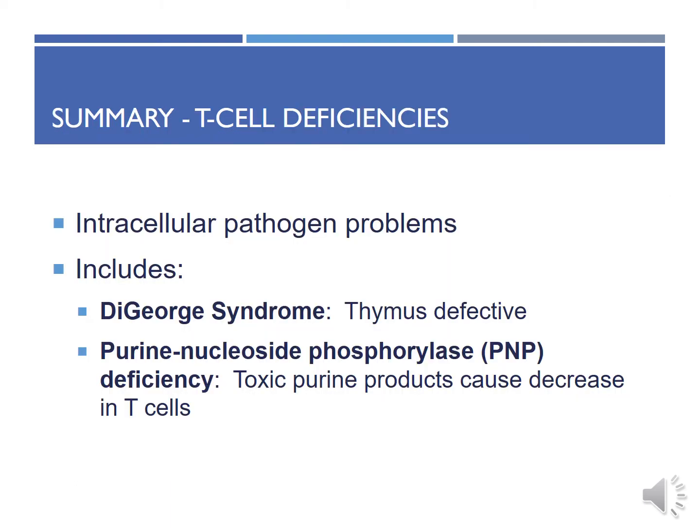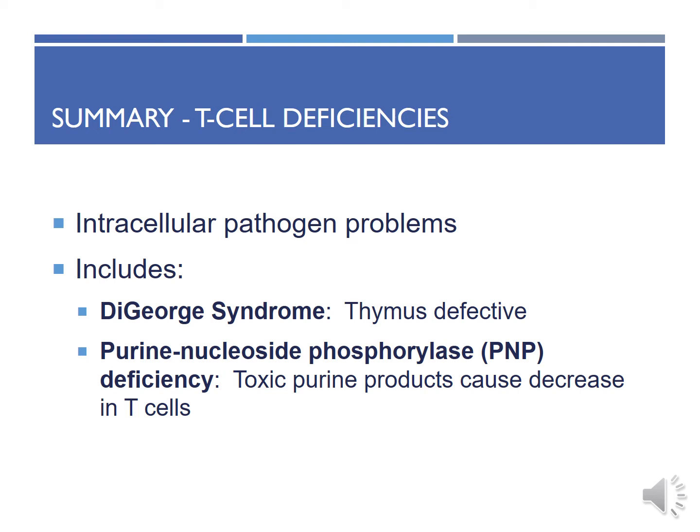So let's do a summary of our cellular immunity deficiencies. Remember, in these cellular immunity deficiencies we'll be seeing a lot of intracellular pathogen infections, including viruses and fungi. Typically, Candida is the most likely candidate, no pun intended, for these intracellular pathogen problems.